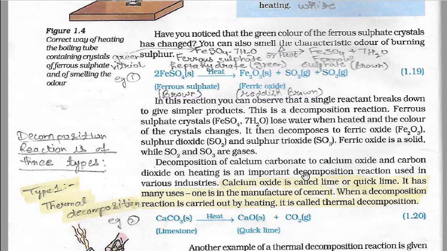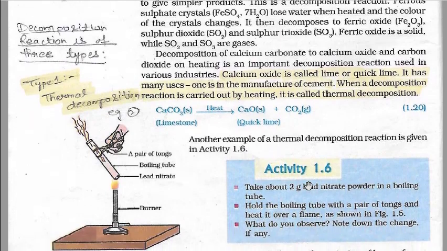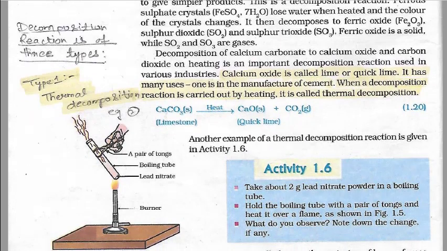Next one is decomposition of calcium carbonate. Now this is again an example of thermal decomposition. When the calcium carbonate decomposes, what will happen? When we heat the calcium carbonate, it will convert to calcium oxide and carbon dioxide. So this reaction is very important. Why? Because this is a very important reaction which is used in the cement industry.